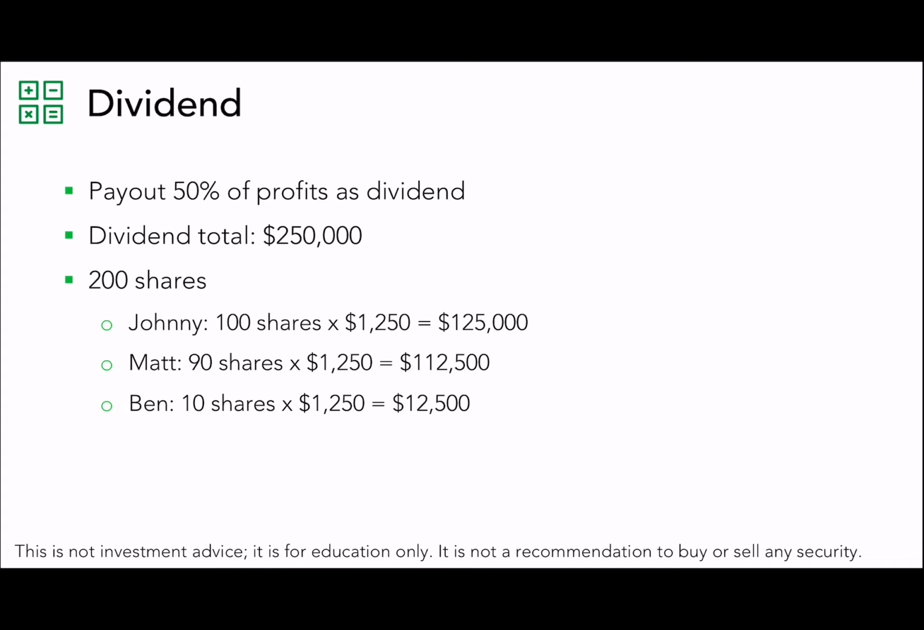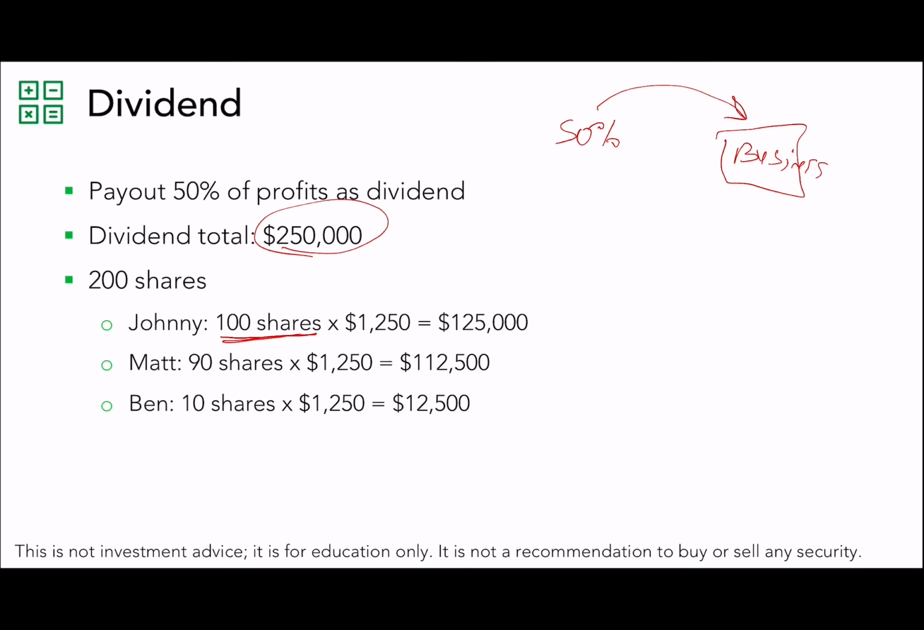The second part of this equation is the dividend. So let's say Johnny's investment opportunities are lower. He decides that he needs 50% of the money to go back into the business. And the other 50%, or about $250,000, is going to be available to pay out to his shareholders as a dividend. So they are going to all get some money deposited into their investment accounts, depending on how many shares they own. So Johnny, he owns 100 shares.